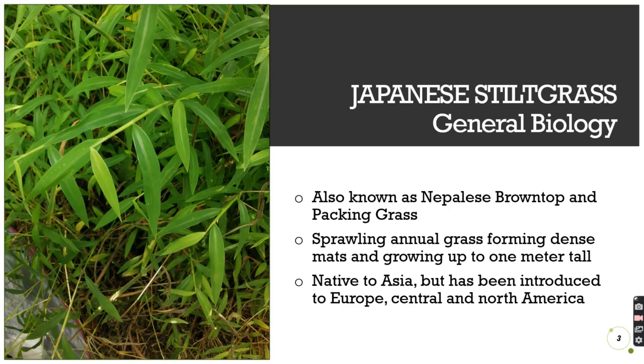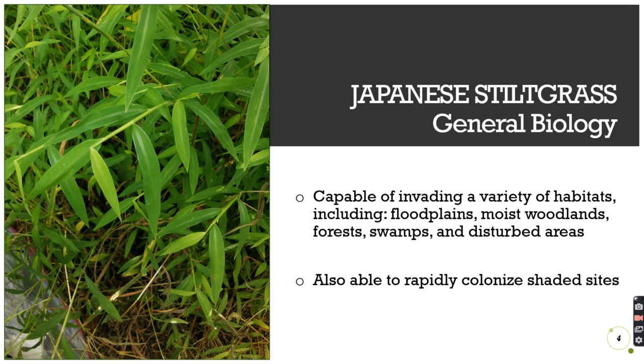This grass is native to China, India, Japan, Korea, Taiwan, and Malaysia, but has also been introduced to other parts of Asia, as well as Europe, Central America, and North America. The species is thought to have been initially introduced to North America through its use as packing material for porcelain shipments in the early 1900s and has since continued to spread.